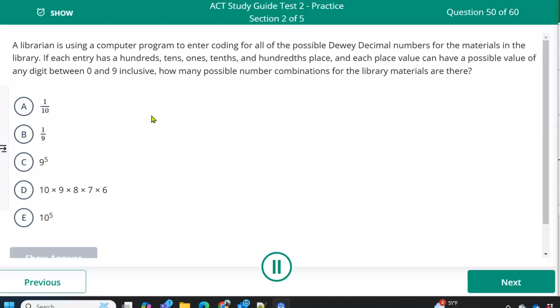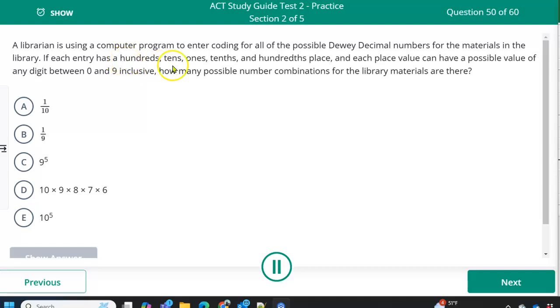A librarian is using a computer program to enter coding for all of the possible Dewey Decimal numbers for the materials in the library. If each entry has a hundreds, tens, ones, tenths, and hundredths place, and each place value can have a possible value of any digit between 0 and 9 inclusive. So that's 10 digits. How many possible number combinations?